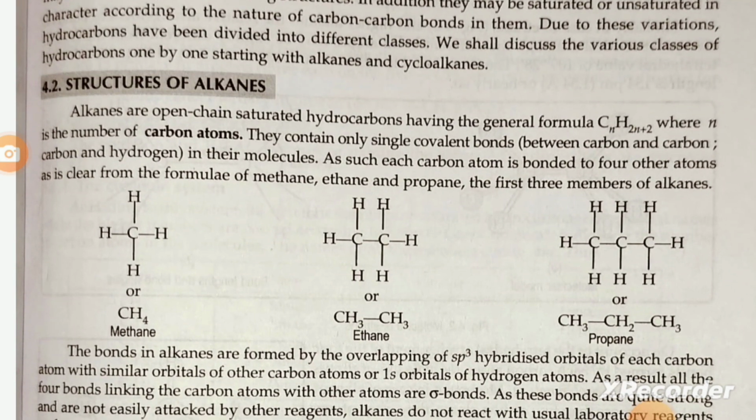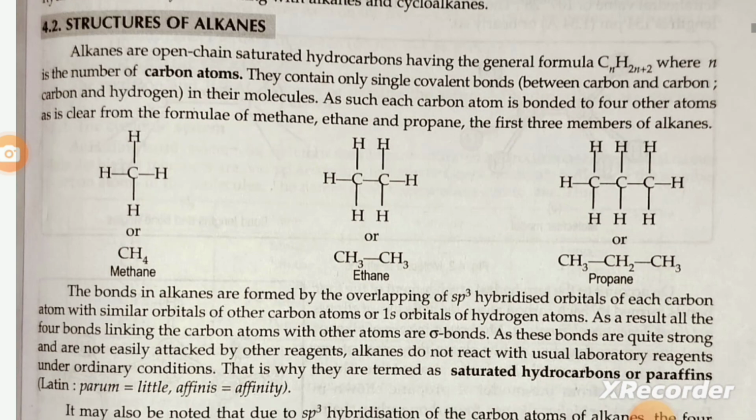Structure of alkanes. Alkanes are open chain hydrocarbons having the general formula CnH2n+2, where n is the number of carbon atoms. They contain only single covalent bonds between carbon and carbon, and carbon and hydrogen in their molecules. As such, each carbon atom is bonded to 4 other atoms, as is clear from the formulas of methane, ethane, propane, the first 3 members of alkanes.